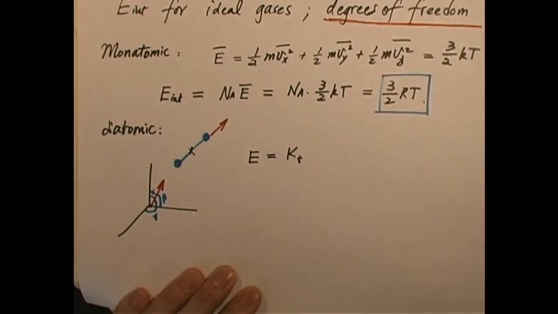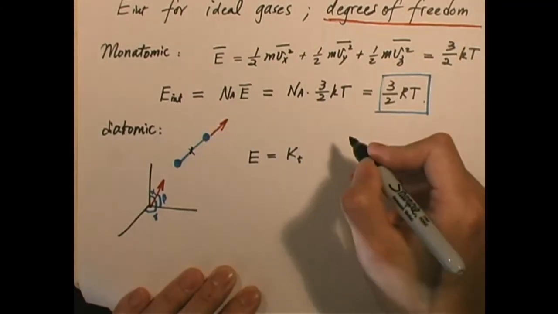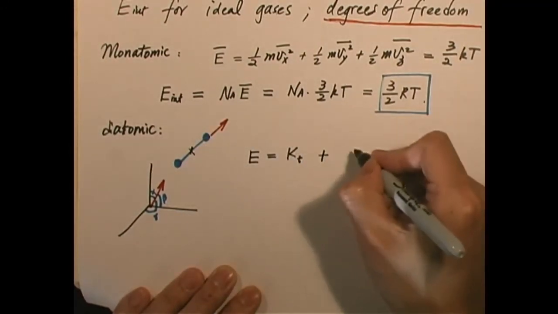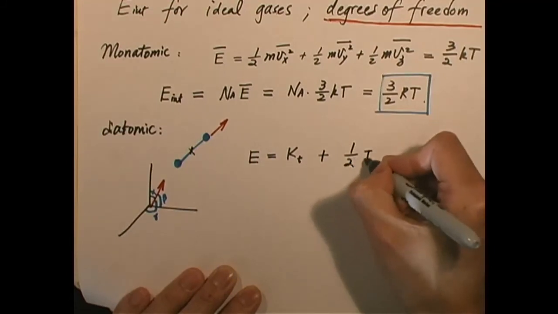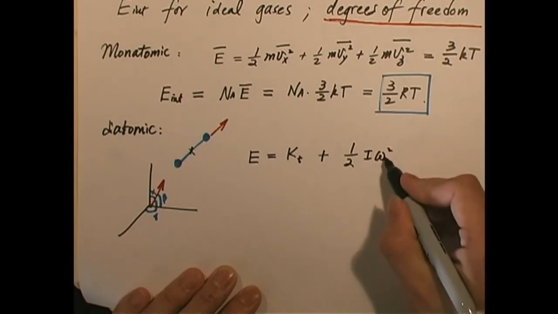And what are the energies associated with it? Well, how about rotational kinetic energy? I can write rotational kinetic energy as something like 1/2 I omega squared. This is another quadratic term. Omega is a variable, right?